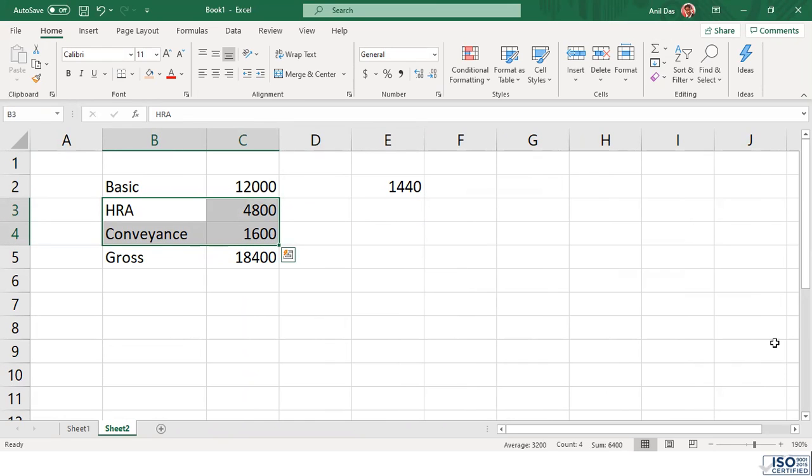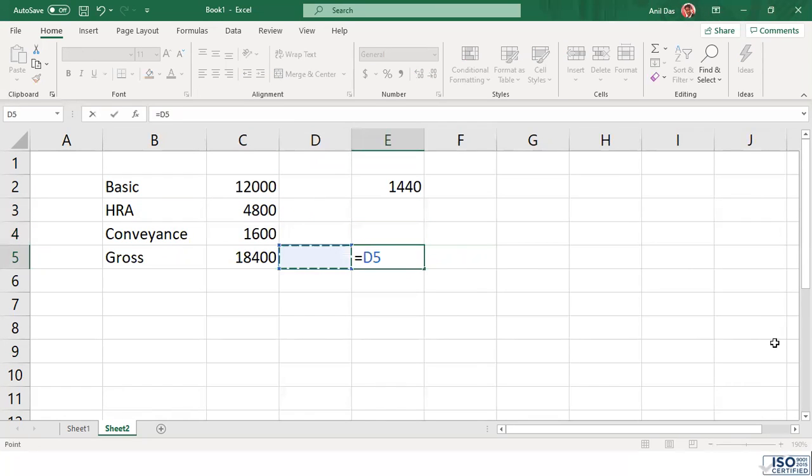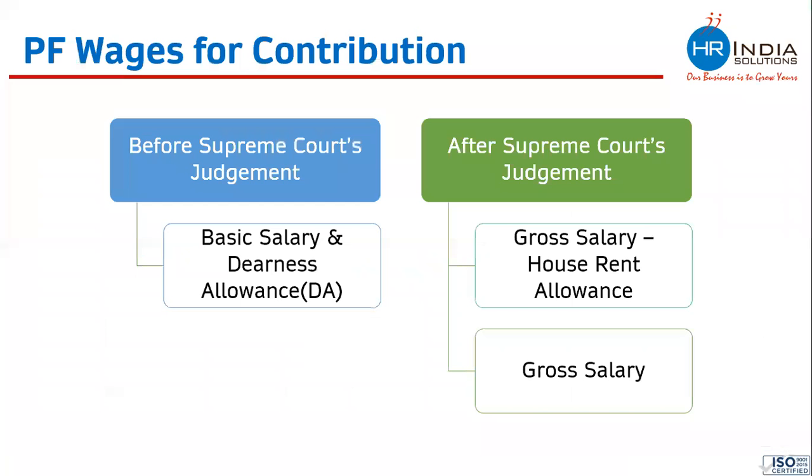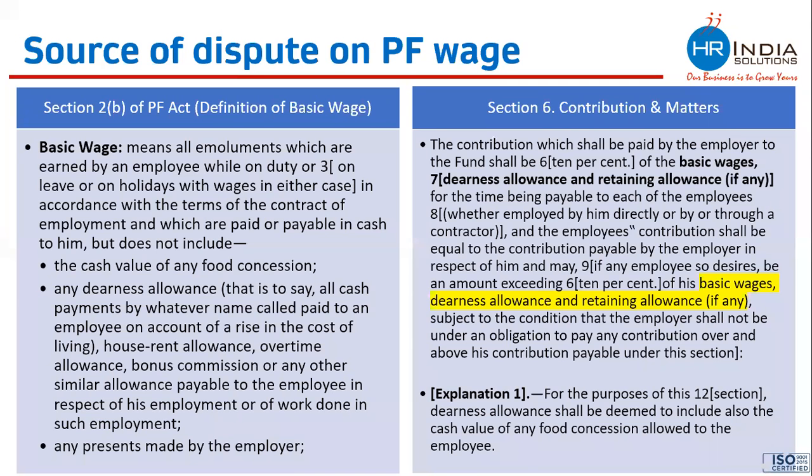But after the Supreme Court judgment, the Supreme Court said that all allowances need to be taken. Now companies have started taking this salary for provident fund, and no doubt there is a possibility of limiting your contribution by capping it at 15,000. Let's understand what exactly the law has said.